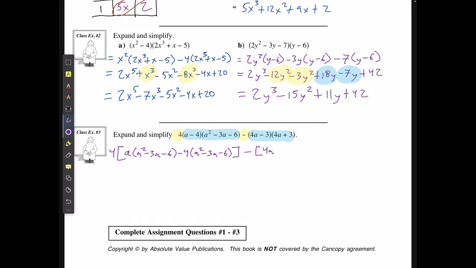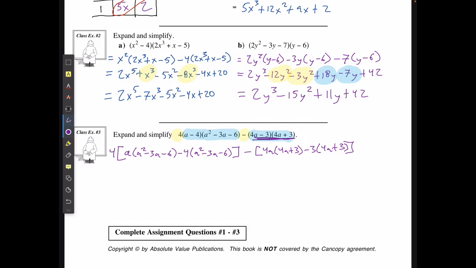For a times 4a plus 3 and negative 3 times 4a plus 3. Now if you wanted to, and you notice that in the second set, they're what we call conjugates, so they're going to multiply to a difference of squares, you can jump right to that step.